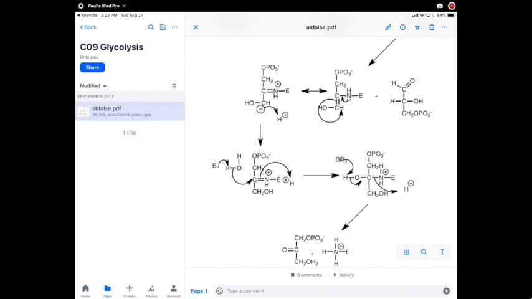I will deprotonate the hydrogen, create a ketone, and the enzyme falls off, and I have created my dihydroxyacetone phosphate. And so up at the top, I got the glyceraldehyde 3-phosphate, and now I have the dihydroxyacetone phosphate. The enzyme is now ready to go through another round.